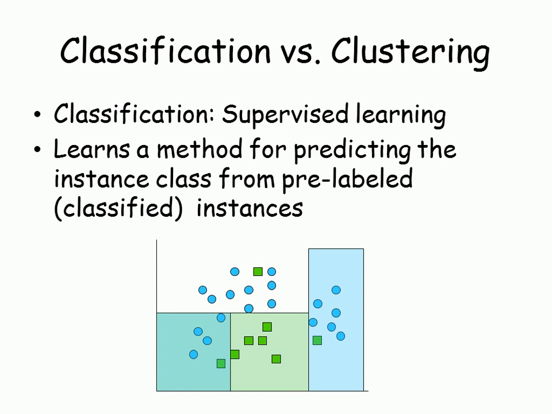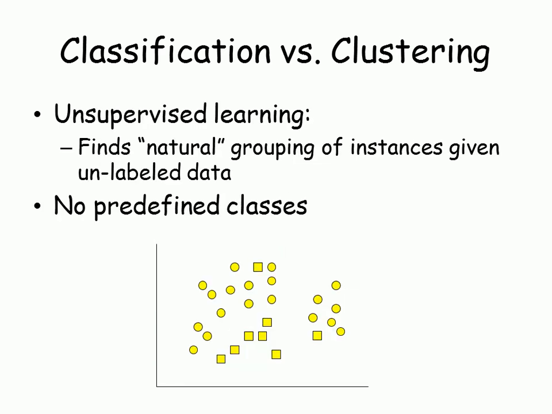Whereas clustering is unsupervised learning, meaning we take the data as is and we try to organize it without any label in mind. So in unsupervised learning, we find natural groupings of instances from unlabeled data. Unlabeled means we don't have classes associated with different entities, or even if we do, we ignore those labels when we are doing clustering.